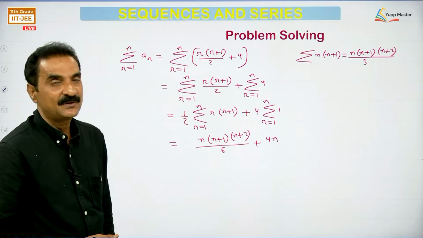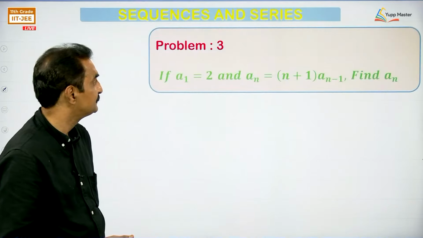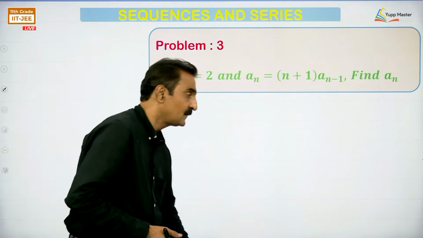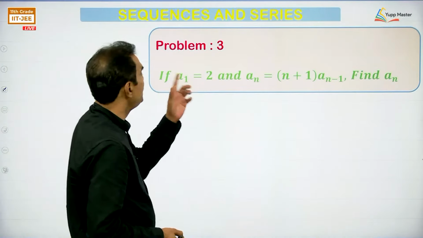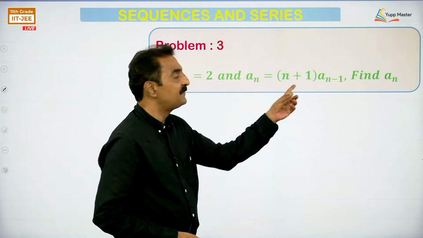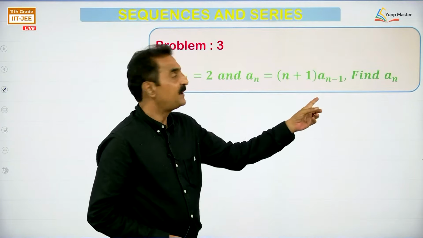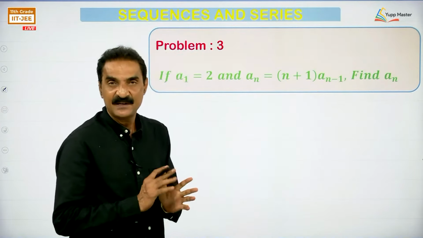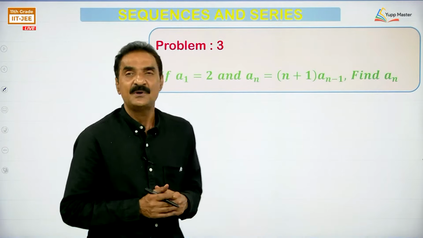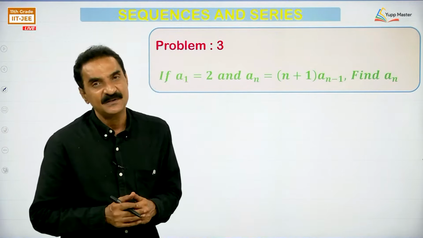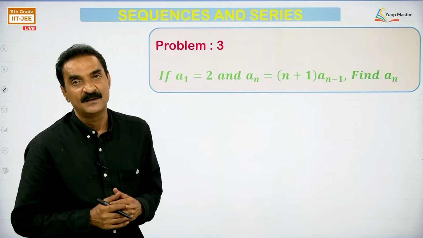Let us proceed to the next question. a1 is 2 and the relation between an and an minus 1 is given like this, a relation between two consecutive terms. In this question also, we do not need to find the terms of the series.